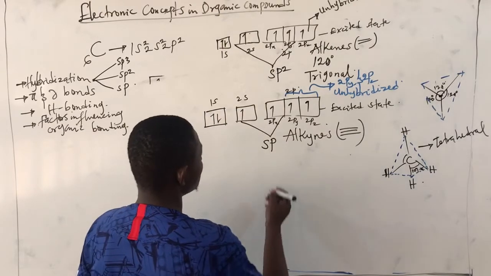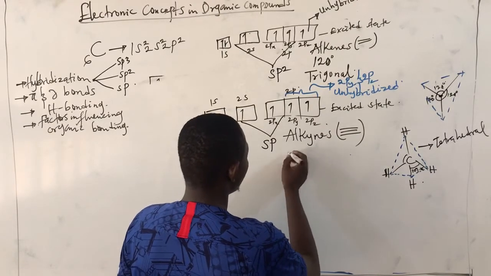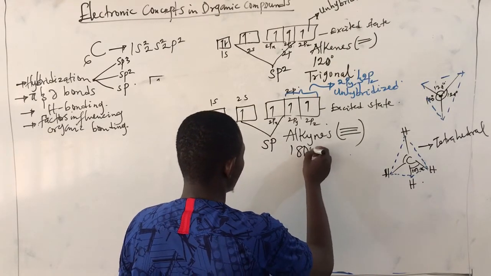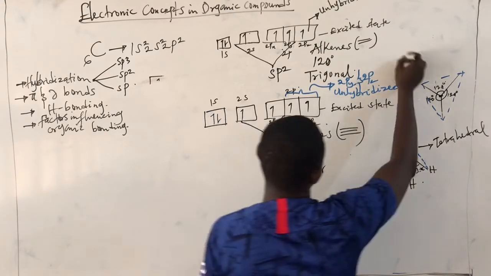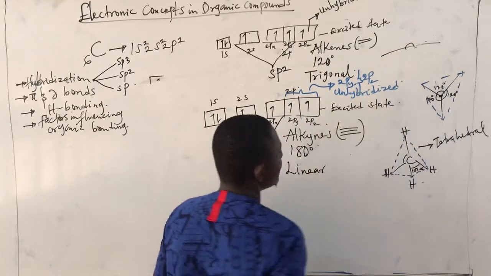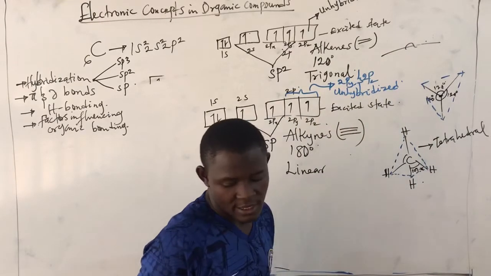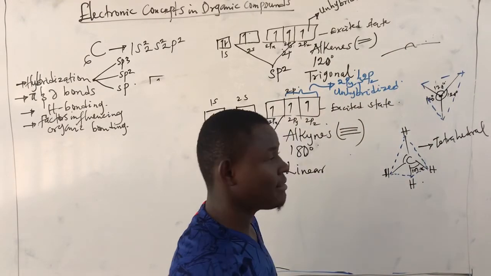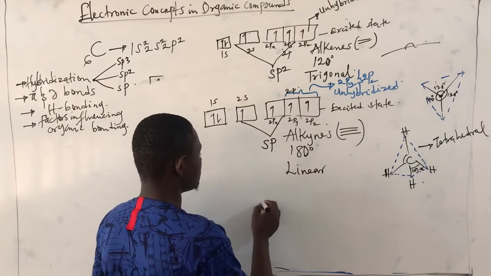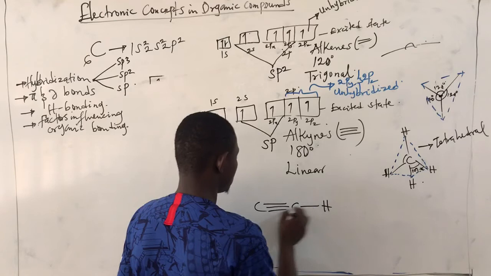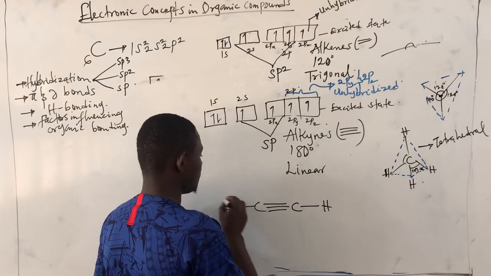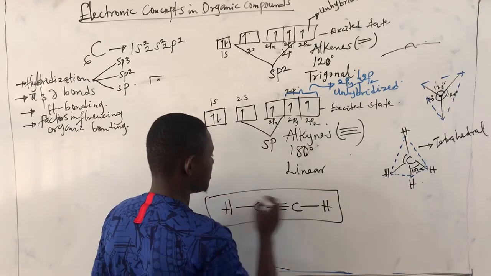Now in sp hybridization, the bond angle is 180 degrees, making the shape linear. You know, the angle in a straight line is simply 180 degrees. So that's linear. Let's take something like ethyne and look at it. So ethyne is going to give us something like this. It's only one hydrogen on each carbon. Of course, obviously, this is a linear molecule.